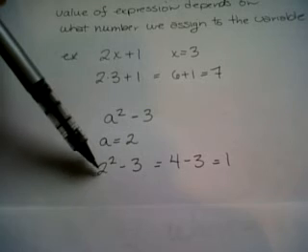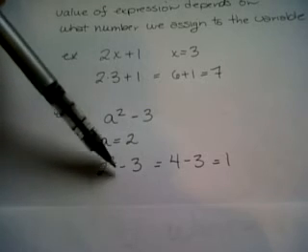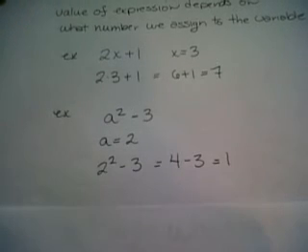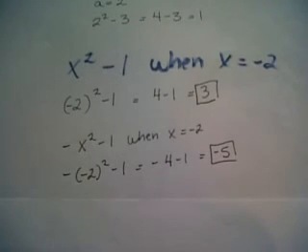Here's another example, a squared minus 3, let a equal 2. I'm going to substitute a 2 in for a. That means 2 squared minus 3. Well, 2 squared is 4, minus 3. That gives me 1. And here are 2 more examples to look at.